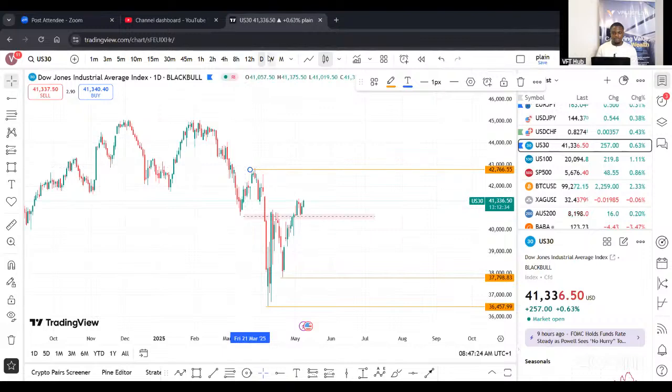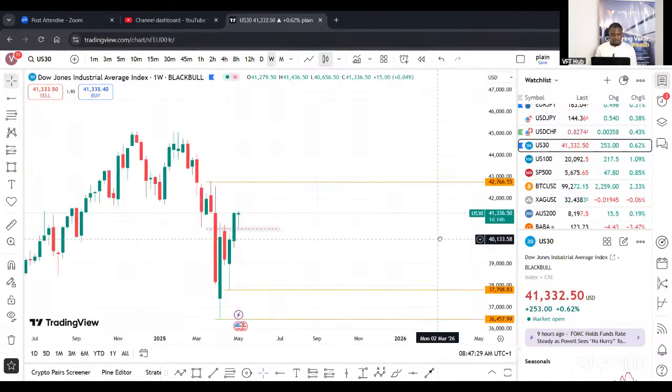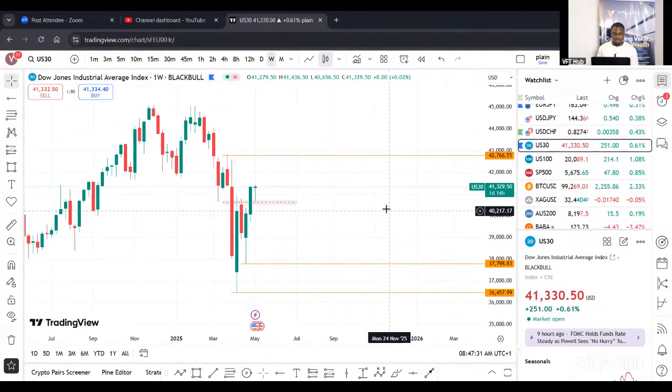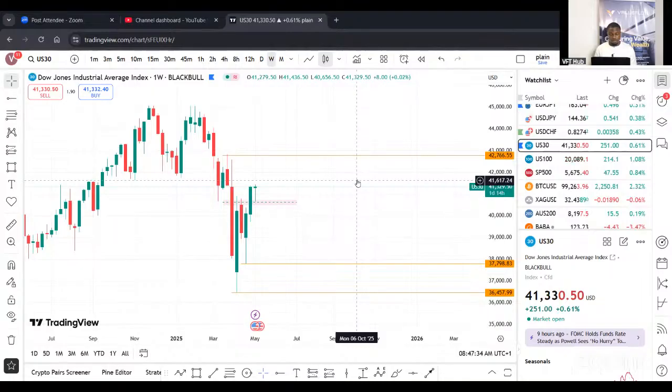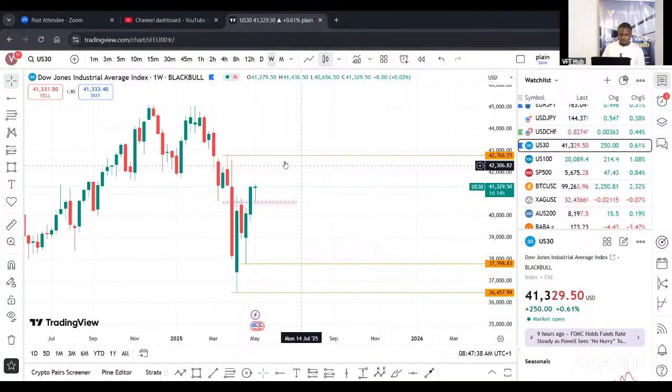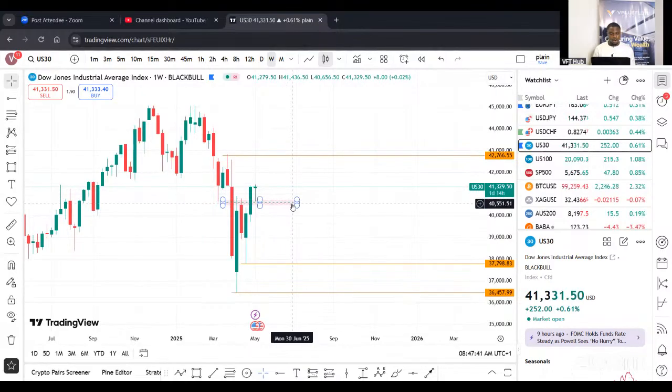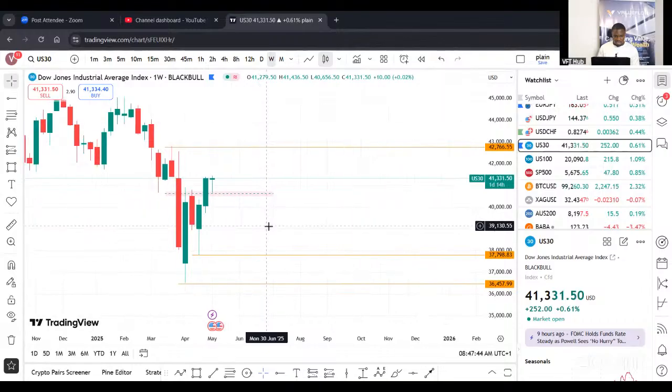This level here. And let's take a moment and go to the weekly time frame. On the weekly time frame, we see something interesting. This is US 30. Okay, the analysis was on US 100. I'll show us by the time we get to that place. Something very unique on US 100. But then for US 30, look at something.